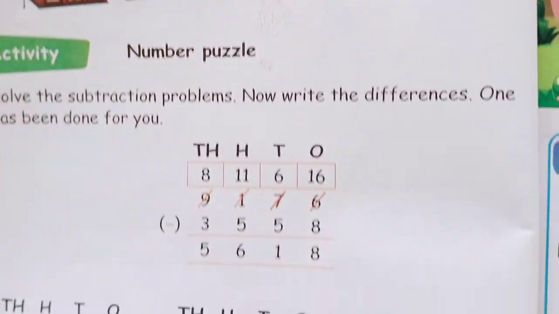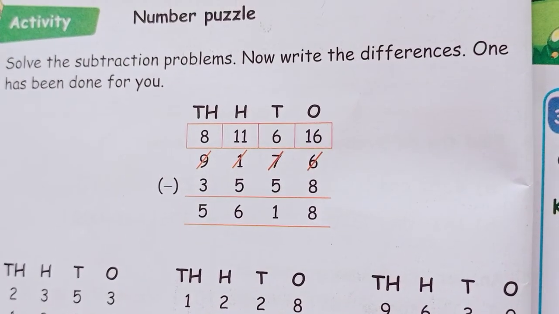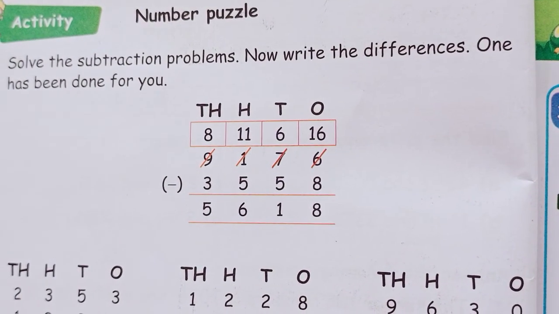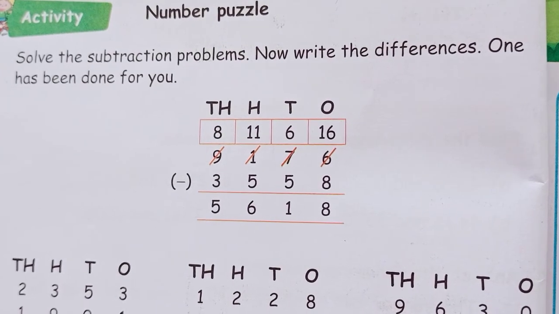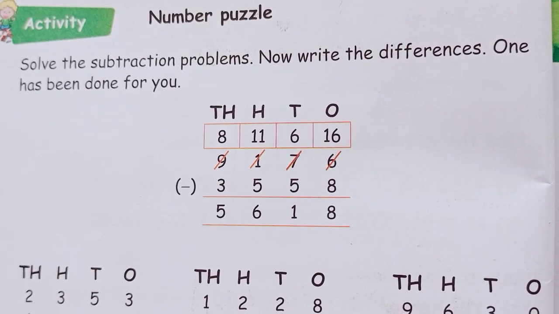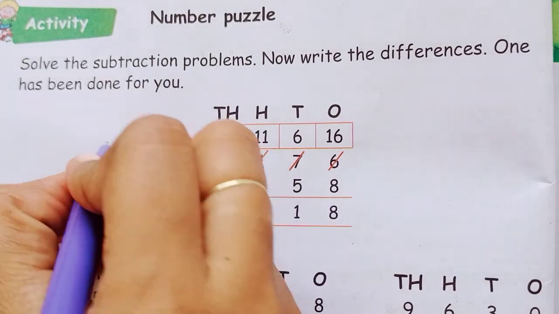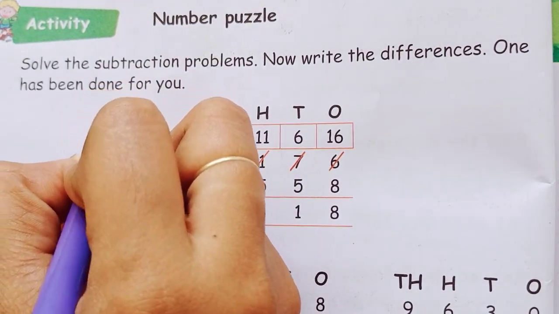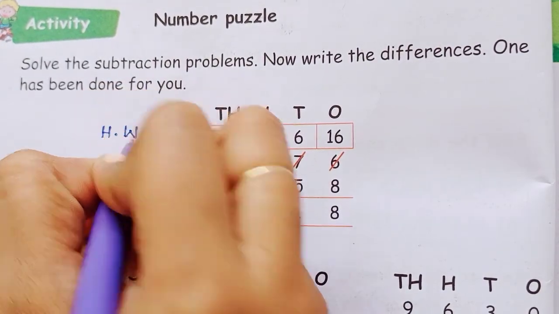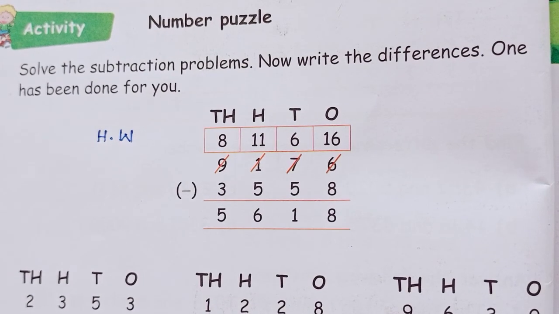Number puzzles. The heading is here. Yes. All of you have taken. How many sums are there? 1, 2, 3, 4, 5, 6, 7, 8, 9. These 9 sums are today's homework.